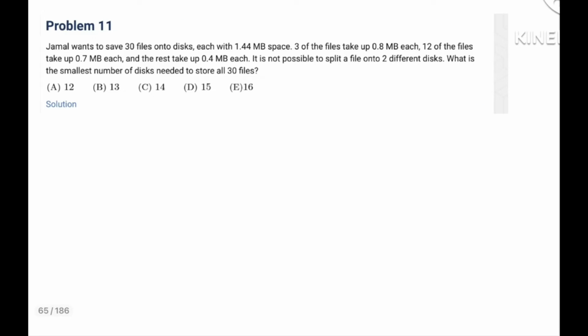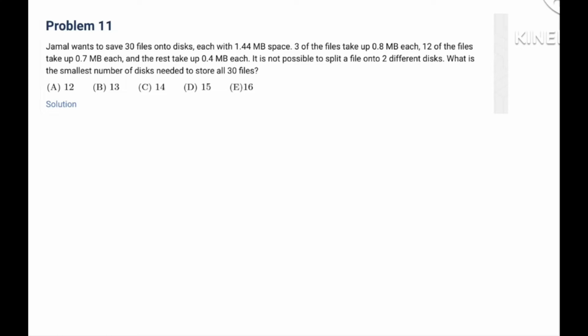Problem 11. Jamal wants to save 30 files onto disks, each with 1.44 megabytes of space. 3 of the files take up 0.8 megabytes each, 12 of the files take up 0.7 each, and the rest take up 0.4 megabytes each. It's not possible to split a file onto 2 different disks. What is the smallest number of disks needed to store all 30 files? So he wants to save 30 files.